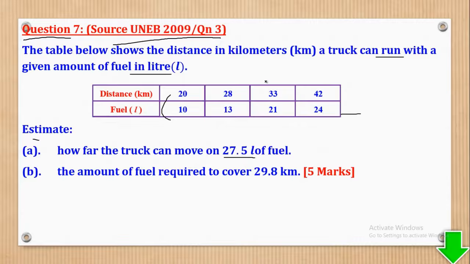Therefore, what we are going to do is extract out these values and add another column here whose value of fuel corresponds to 27.5.